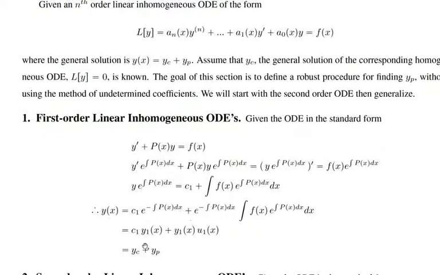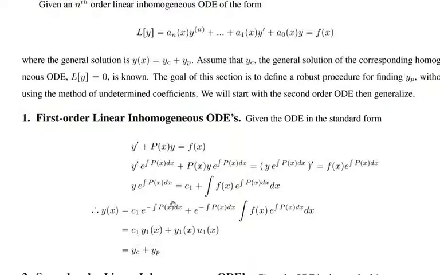Now note that in this case, if f of x from the very beginning was equal to 0, meaning that if we want to find the solution of the homogeneous linear first order ODE, this implies that this term is equal to 0, meaning that the first term, which is c1 over the integrating factor, is actually the solution of the corresponding homogeneous equation. So this is nothing but my complementary solution, which is c1 y1.